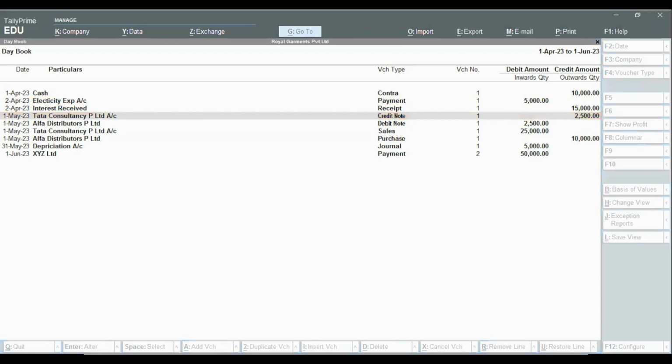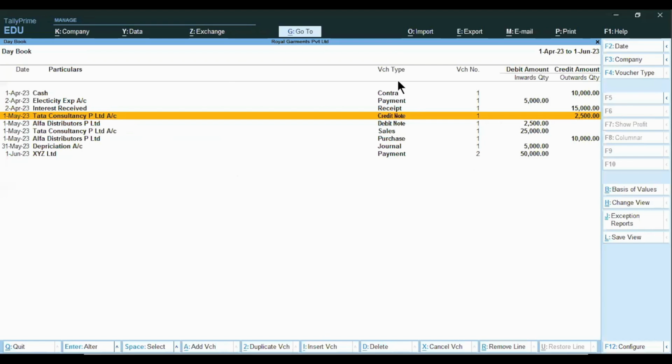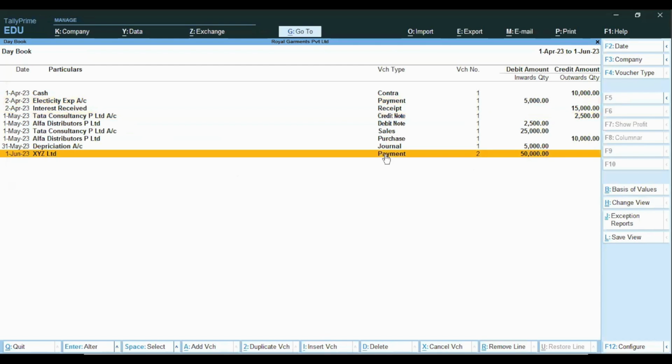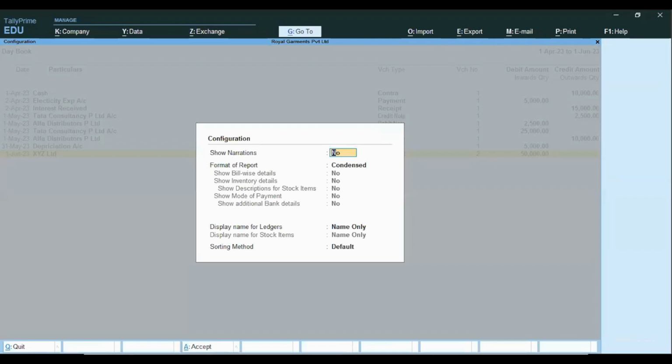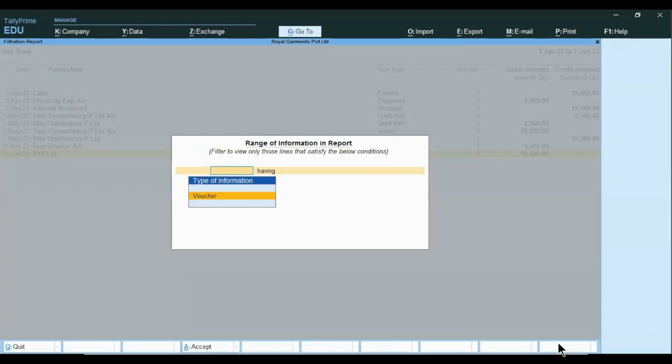So this is the day book, and all the entries of a particular date or given period can be displayed in the day book. It can be modified to view only one kind of transaction. Suppose I want to see only the payment type of transaction. We have this payment type transaction and this one payment type of transaction. What I will do, I will open this configuration with the Alt key combination.